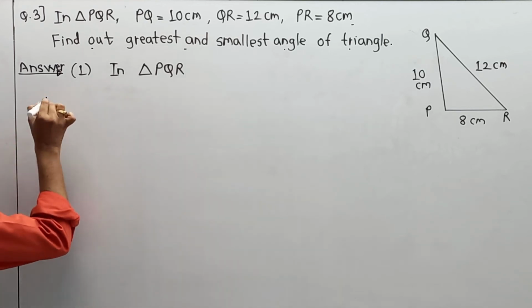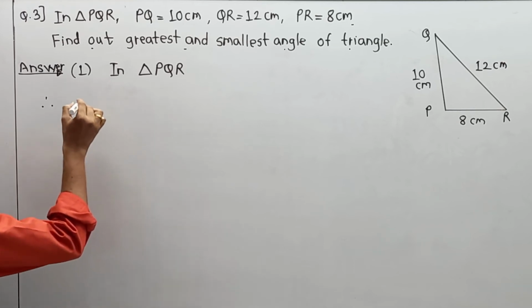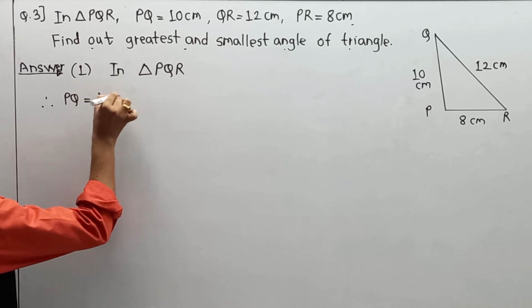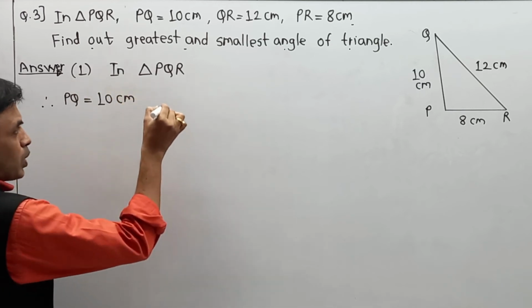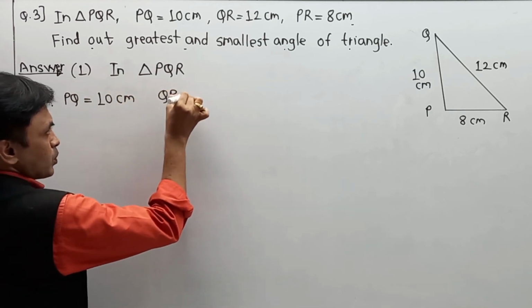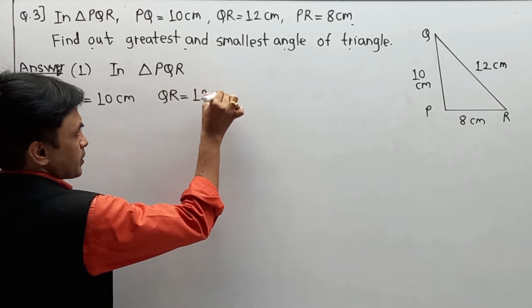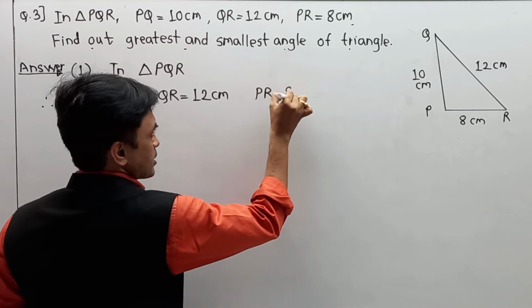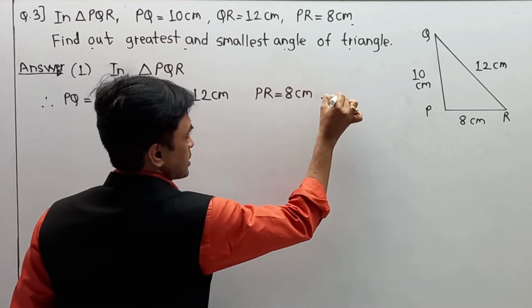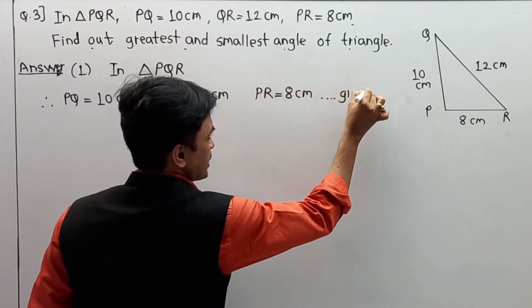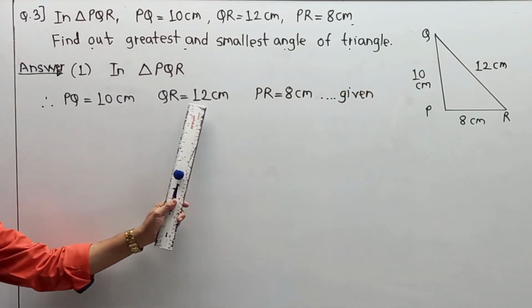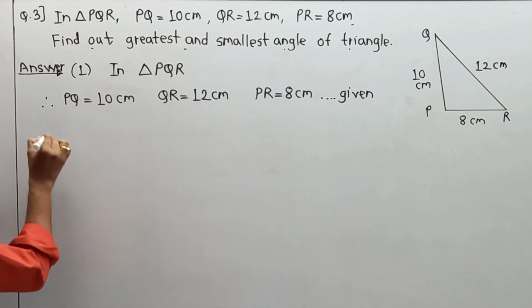Here PQ is equal to 10 centimeter. QR is 12 centimeter. And PR is 8 centimeter. This all part is given by them. So I am going to write it as given. Now observation from this step, 12 centimeter is greater. So I am writing that part.